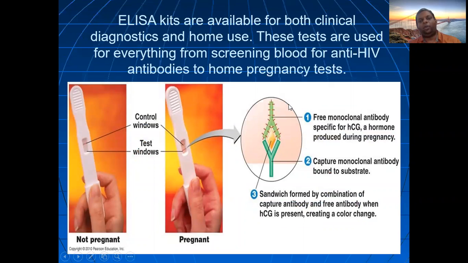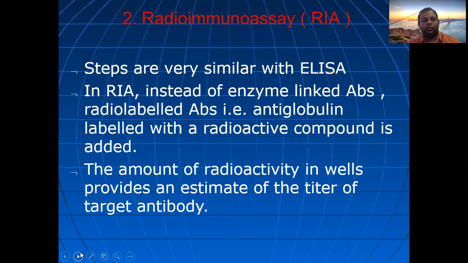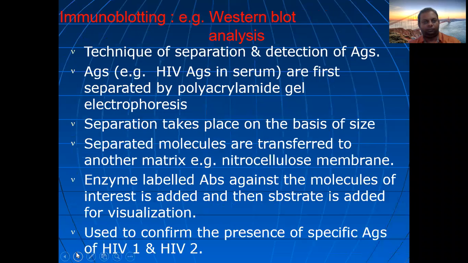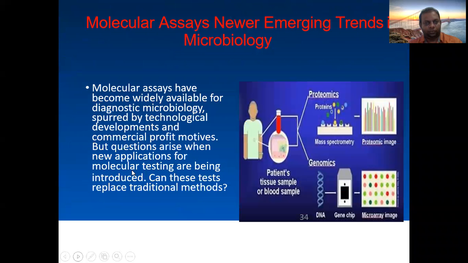There are other chromatographic tests, as well as in-house tests, as well as radioimmunoassays. The only difference is that instead of enzyme-linked antibodies, radiolabeled antibodies are used. And also immunoblot or Western blot, a technique for the separation and detection of proteins or antigens. It's helpful in the diagnosis of HIV in serum, with P24 antigen detection. Likewise, there are a lot. It helps confirm HIV 1 and 2.